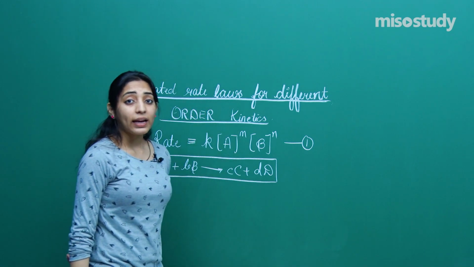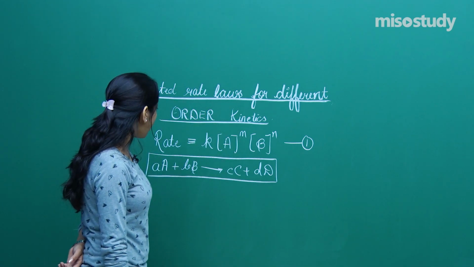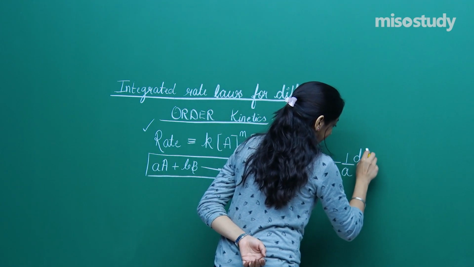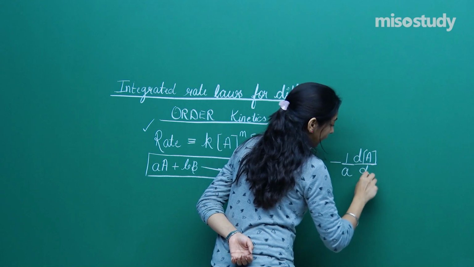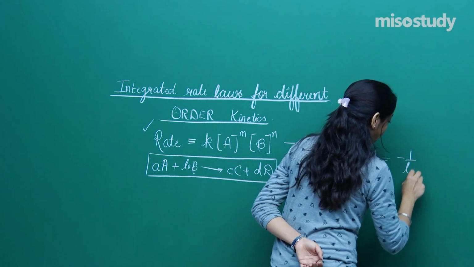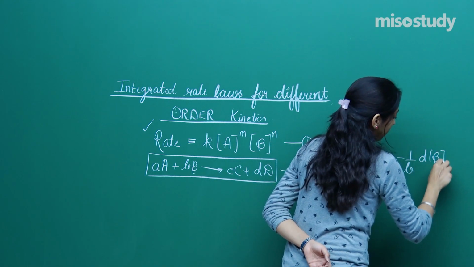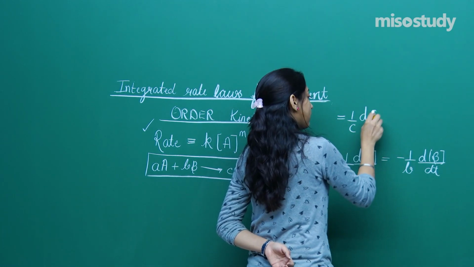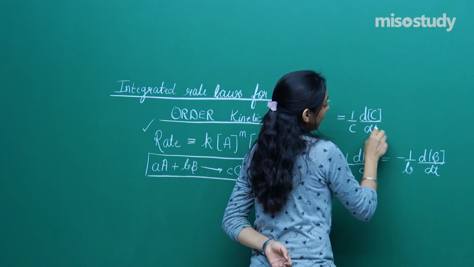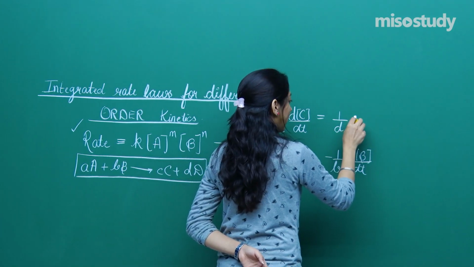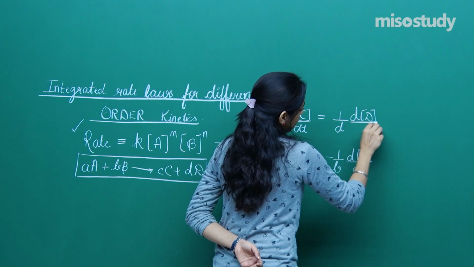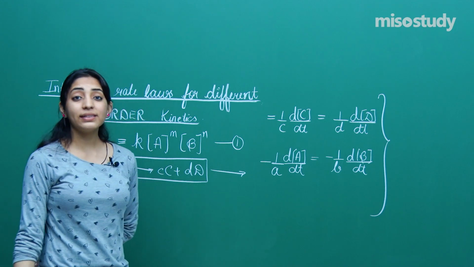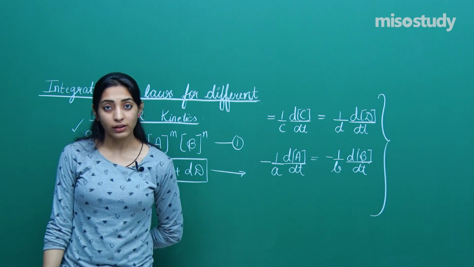The second kind of rate that you can easily write by looking at the reaction is minus 1 by a, dA by dt, which is equal to minus 1 by b, dB by dt, which is equal to 1 by c, dC by dt, which is equal to 1 by d, dD by dt. So these are the two different ways in which you can represent the rate of reaction, right?